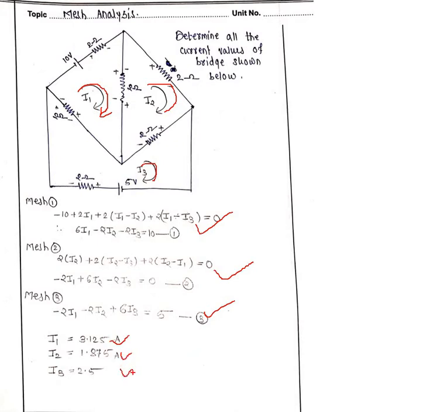Otherwise, I1 is equal to delta 1 divided by delta. I2 is equal to delta 2 divided by delta. I3 is equal to delta 3 divided by delta. So, this is similar to Kirchhoff voltage law only, Kirchhoff voltage law only. I am going to teach you here.